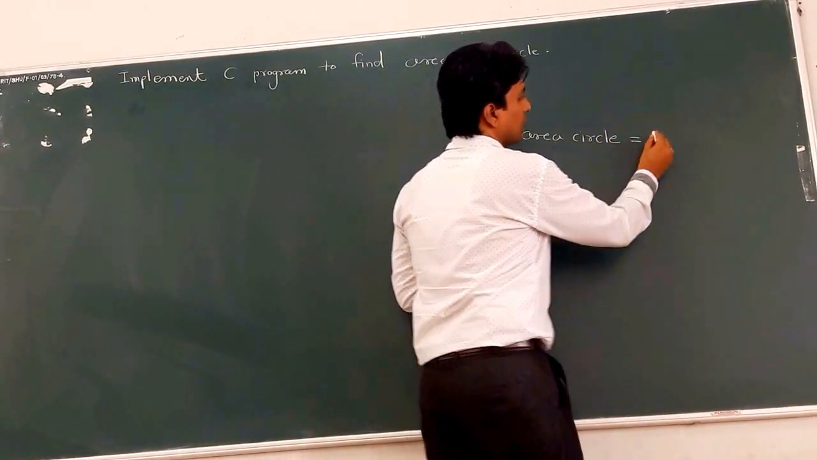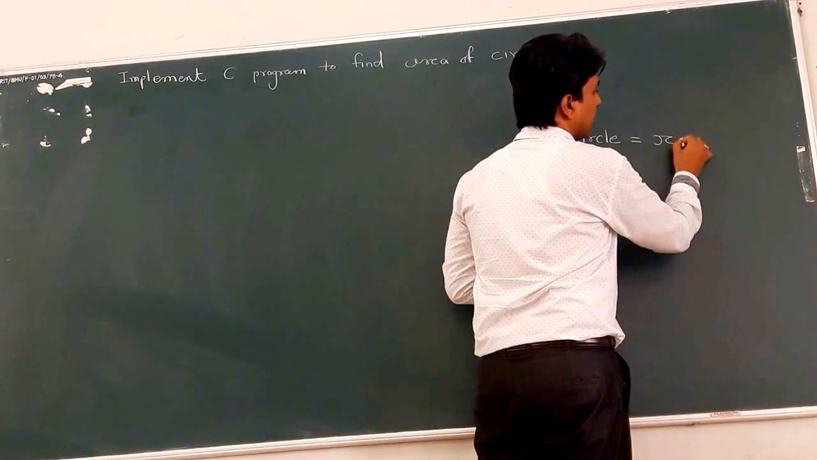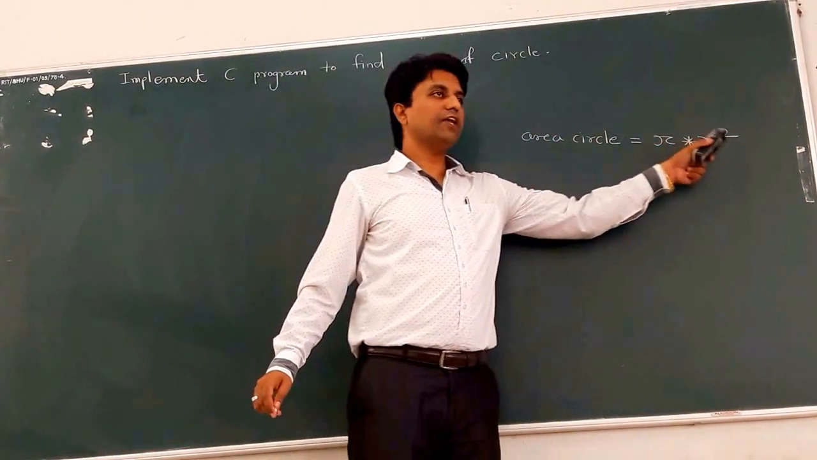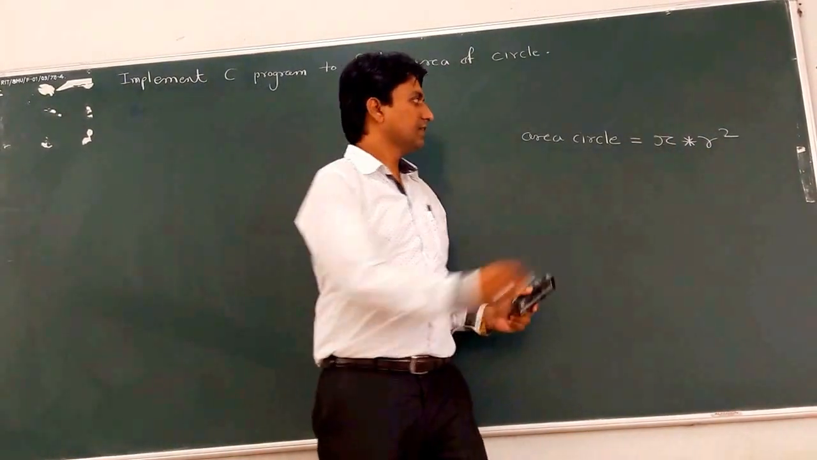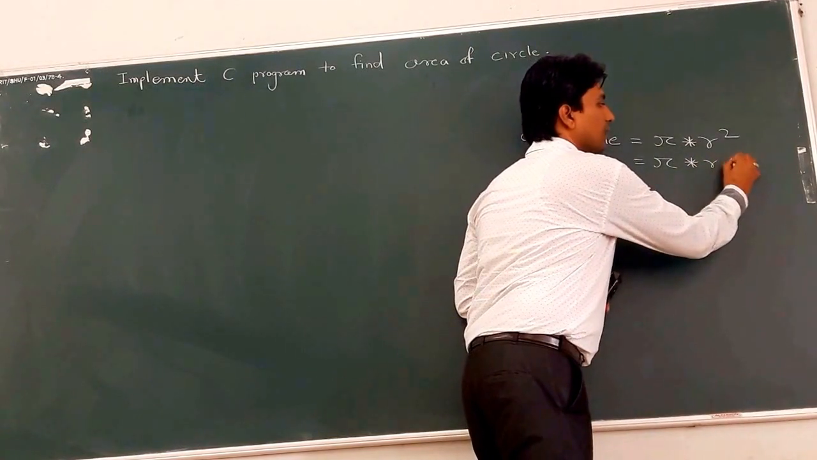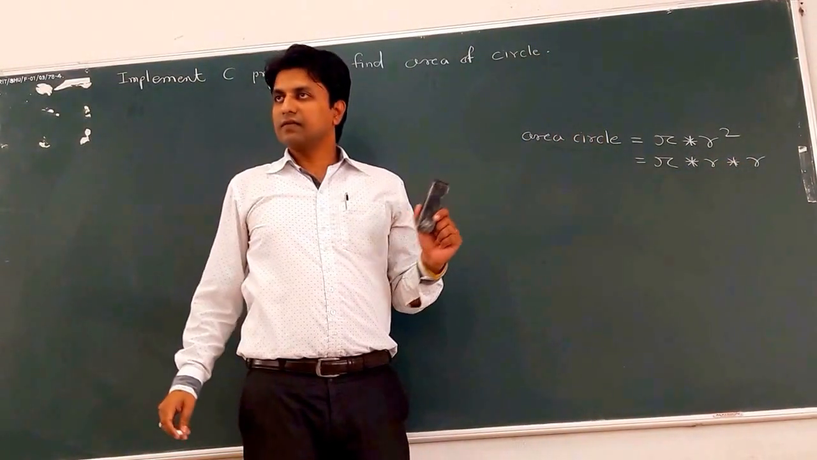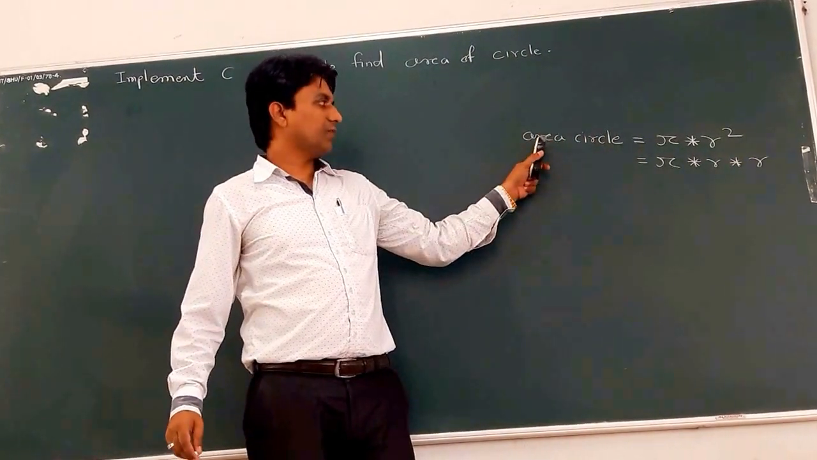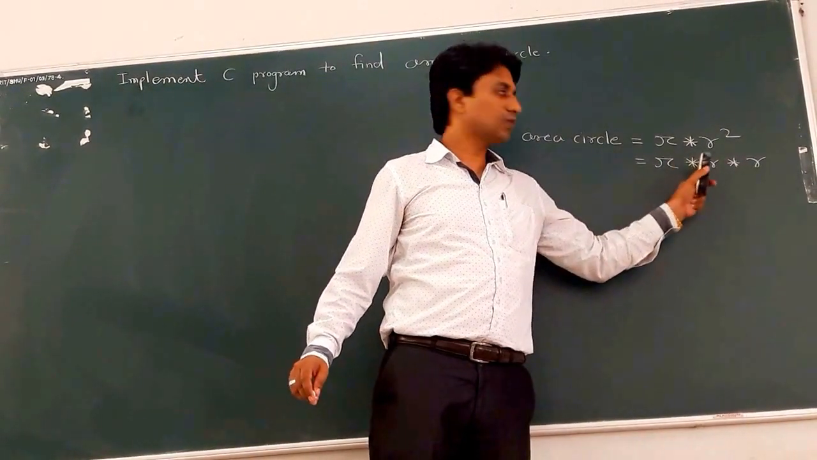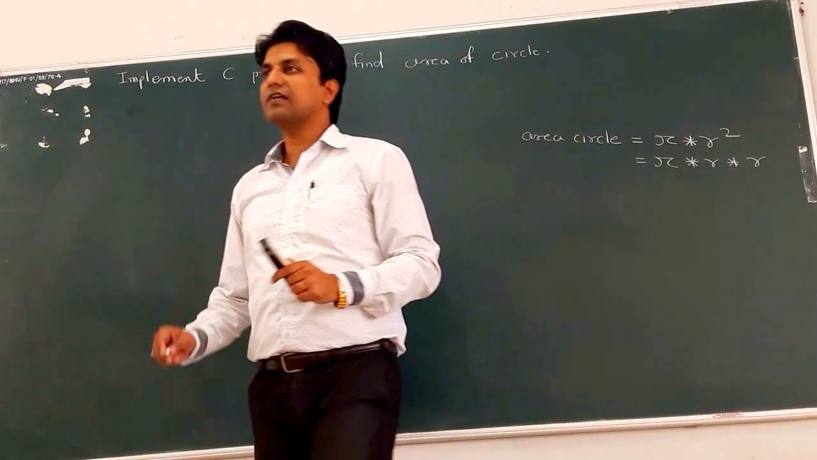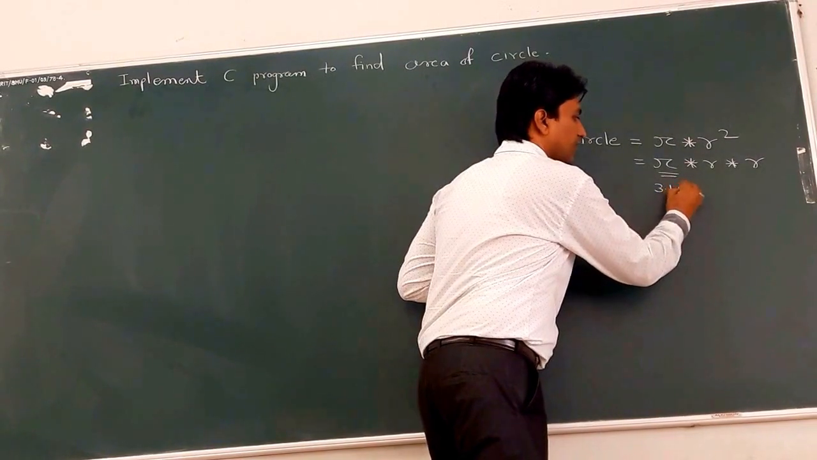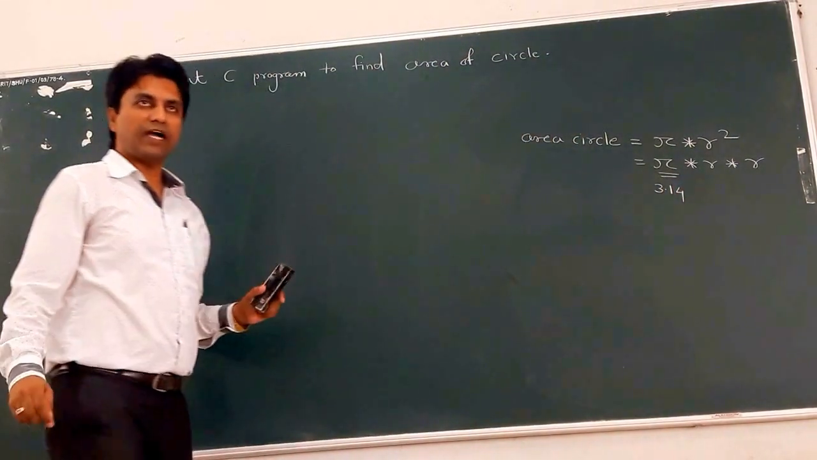Area of circle is equal to pi r square, meaning r into r. Clear? Is equal to what? Pi into r into r. Okay, so using this formula, area of circle is equal to pi r square, that is pi into r into r. We know the value of pi. Pi is equal to 3.14. This is the value of pi.